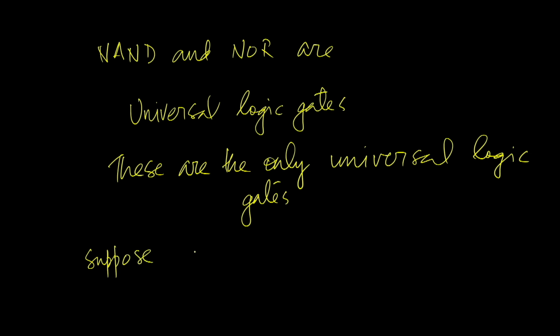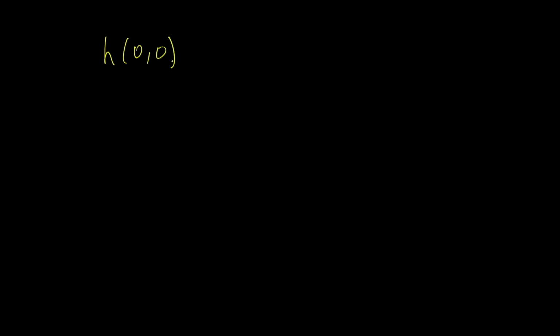Suppose H is a universal logic gate, a Boolean function H with two variables. If this is a universal logic gate, then when both the inputs are 0, the output of H will have to be 1. Otherwise, we will not be able to use H to synthesize a function like NAND. That is because when you have a circuit made up only of H gates, and when both the inputs to the circuit are 0, then the circuit will have only zeros inside, if H of 0, 0 were 0.